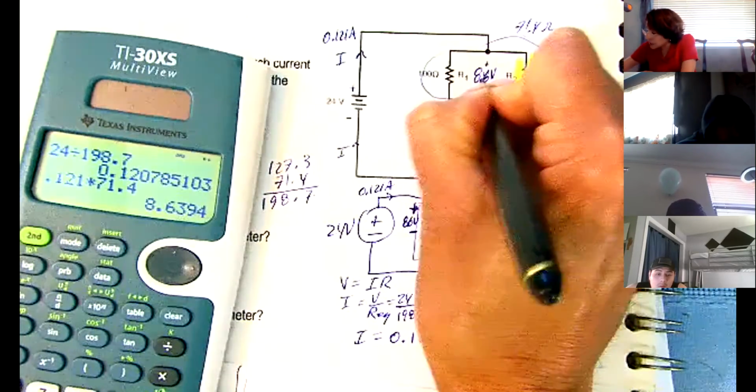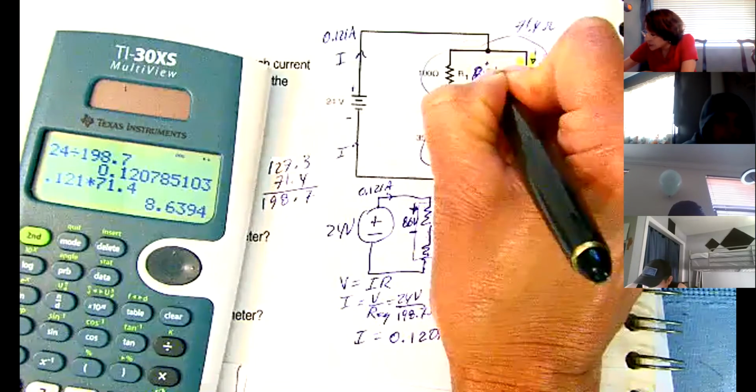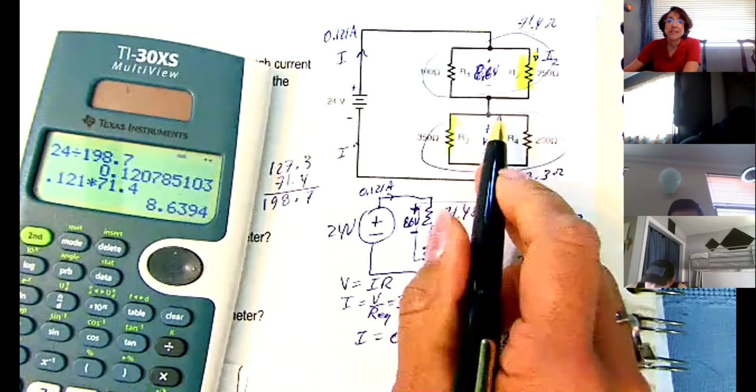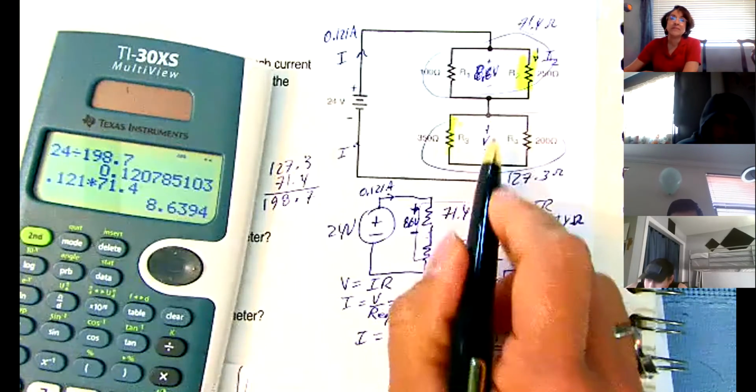Okay. Now, Luis, now that you know that this is 8.6 volts across this resistor, same thing as across this resistor, how much resistance is across these resistances here?